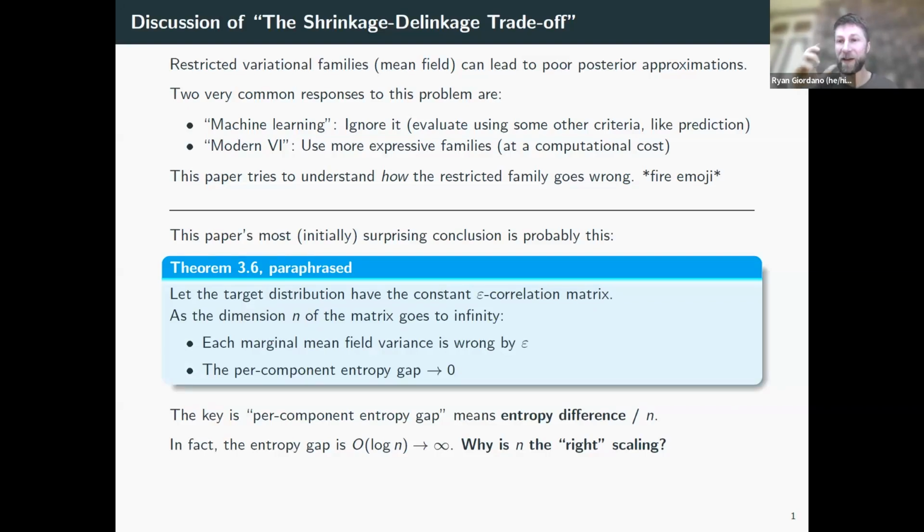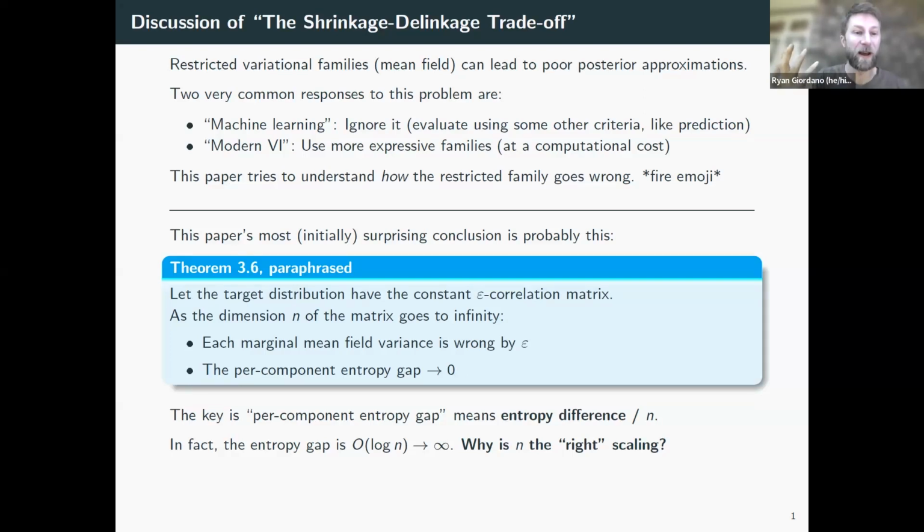Now, I want to comment a little bit on their top-level conclusion, which, if you read it in plain English, is initially very surprising. And it basically goes like this. If you have a Gaussian case, you're trying to approximate a Gaussian with a Gaussian, but you're using the mean field approximation, and that target has a constant correlation matrix. Then as the dimension of that matrix goes to infinity, you get the marginal variances wrong by some non-vanishing amount, but you get the entropy correct, right? And the key word is this per component entropy gap goes to 0. Now that's initially crazy, right? It can't be possible that you actually get the marginal entropies correct and the marginal variances wrong.